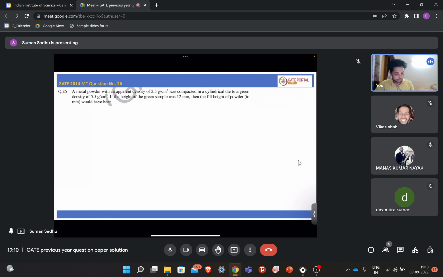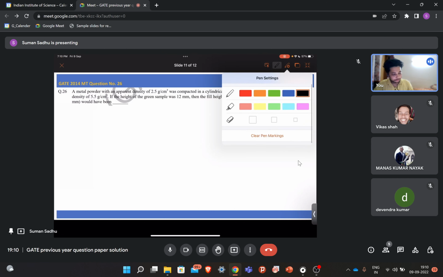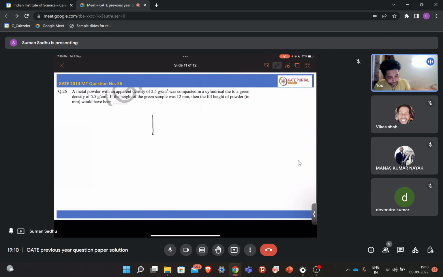Okay. So what it tells is, initially this powder was filled in a cylinder. At that time, its apparent density was 2.5. Let's say the initial height of the cylinder is h. Now it is compacted to a green sample, so now the powder is up to this level. In this case, rho G is 5.5. Now the height of the green sample is given, that is 12, and this height is h.